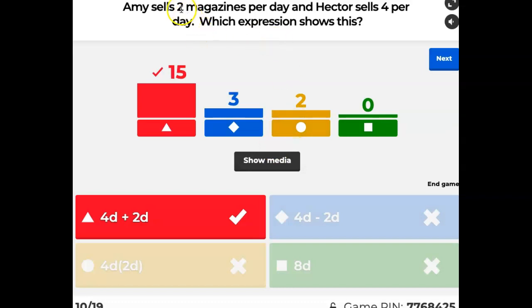So it says 2, so that's 2d, and then 4, and that's 4d. You could say 4d plus 2d. No one got 8d. I was scared that you guys were going to multiply 4 times 2 equals 8, but it says which expression shows this. Because of the word and, we're adding it, not subtracting. But if it says what's the difference of how much they sell, then you have to go with subtraction. But it doesn't say that. The word and makes it an addition problem.